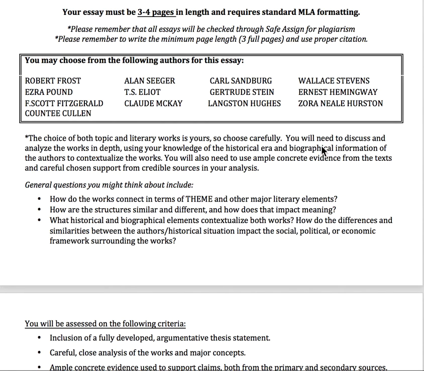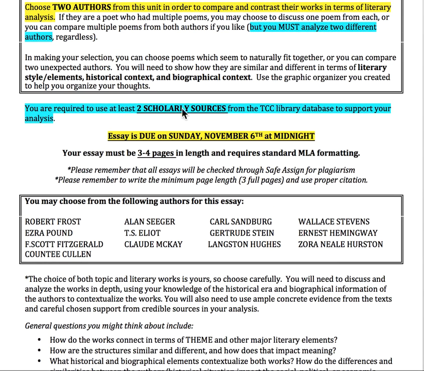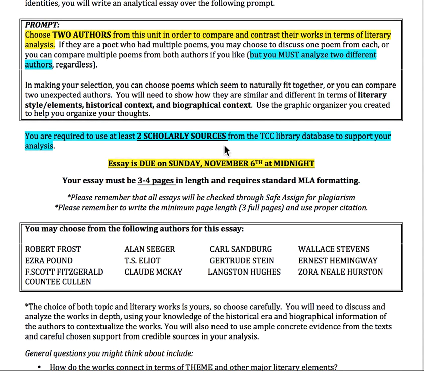You are going to be looking at the works, but you're also going to be looking at how the literary style fits together or doesn't fit together, the historical context, and the biographical context. So you're doing something very similar to your first essay, but you're doing it with two authors here. So the primary focus should be on the work itself.